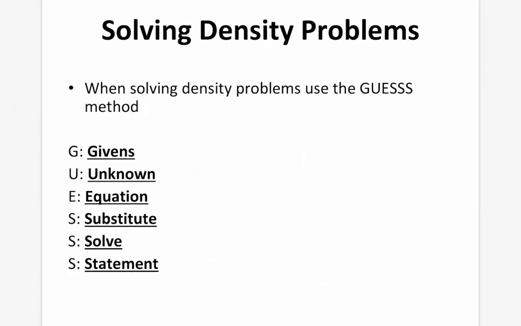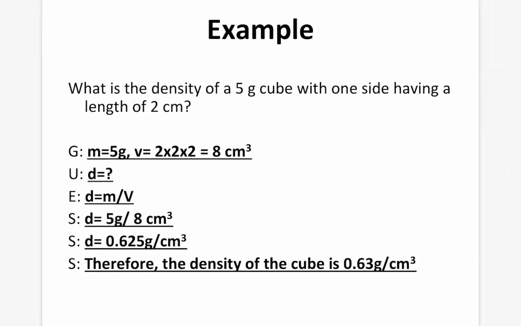Now to solve density problems, we're going to use the GUESS method. The GUESS method stands for givens, unknown, equation, substitute, solve, and statement. So let's try this one. What is the density of a, so density is the unknown, right? Of a 5 kilogram cube, so that's the mass, with one side having a length of 2 centimeters.